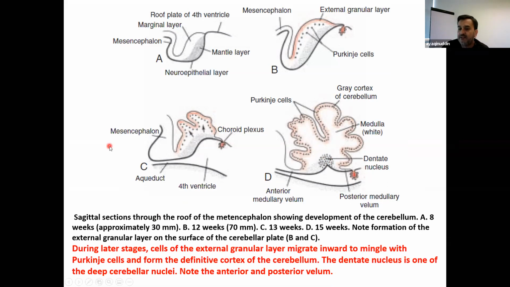So we can see that during later stages, cells of the external granular layer migrate inward to mingle with the Purkinje cells and form the definitive cortex of the cerebellum. The dentate nucleus is one of these deep cerebellar nuclei, and it is going to originate from the same external granular cell layer.